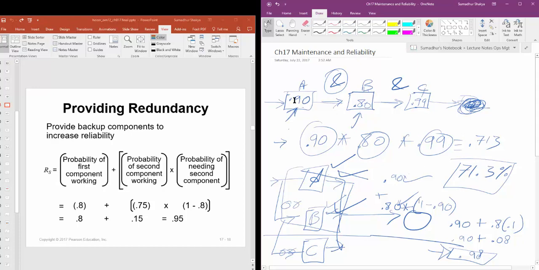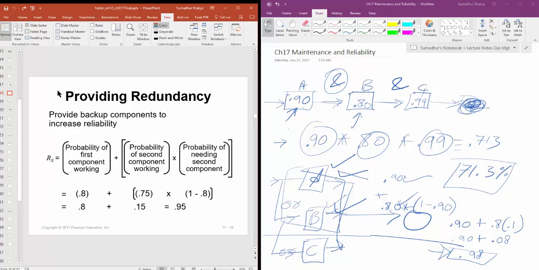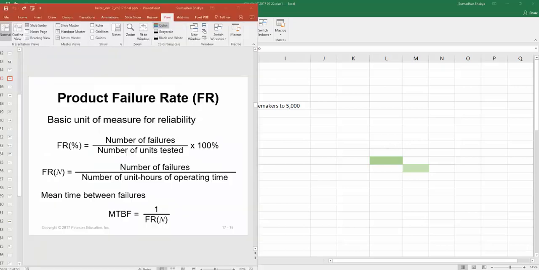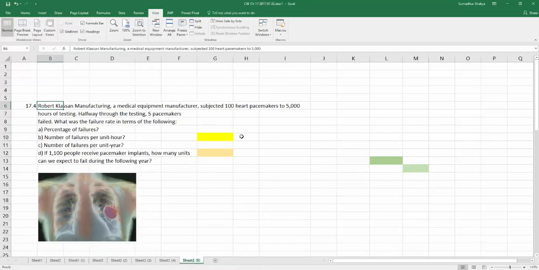Now let's look at a numerical example to get a little practice on this. Let's talk about one of the end of the chapter problems from Chapter 17. We are given information about heart pacemakers that were installed. A medical equipment manufacturer subjected 100 heart pacemakers to 5,000 hours of testing. Remember, keep this in mind: we are talking about the number of unit hours of operating time.